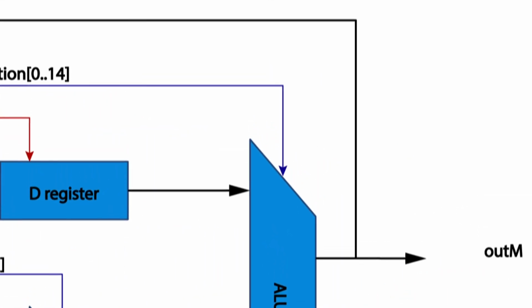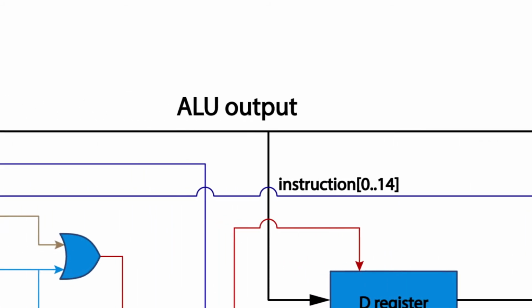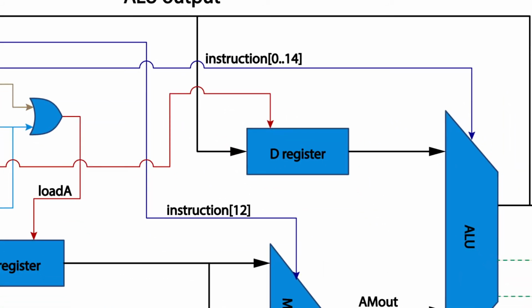The D register takes ALU out, the output of the ALU, as an input, and load D from the previous AND gate as load. It outputs to D out. If a C instruction with D2 as 1 has not been executed, the D register will continue to output its previous contents. The next chip is the ALU.